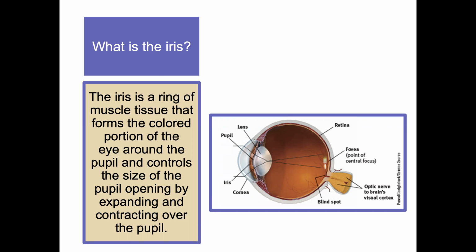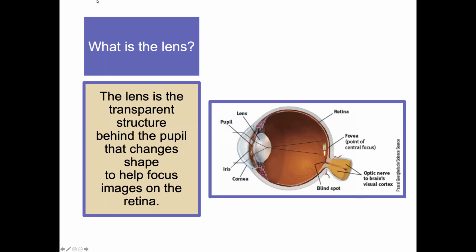But the iris is the colored portion of the eye around the pupil, and it controls the size of the pupil opening by expanding and contracting over the pupil. What's really fascinating about the iris is that each iris is so distinctive that an iris scanning machine can confirm your identity. You see that in movies often, where they have to have their eyes scanned to get into the secret room. Your irises are so unique that this is possible.